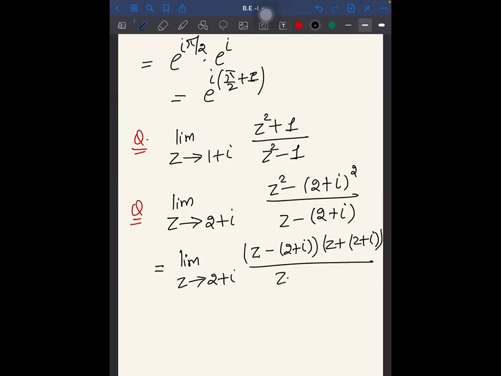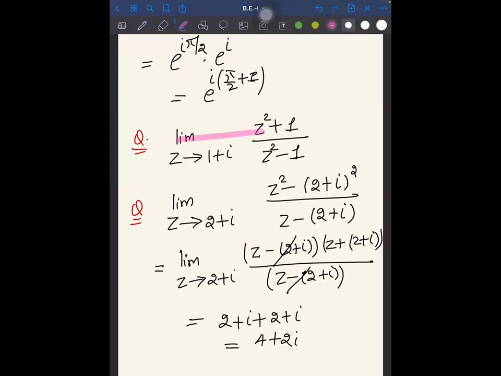And here you have z minus 2 plus iota. Can we do this? Now if we cancel this thing, this becomes 2 plus iota plus 2 plus iota. So it becomes 4 plus 2 iota, right? Now, what can be said about this? Why were we doing all this? Because z minus 2 plus iota will be a factor of that.